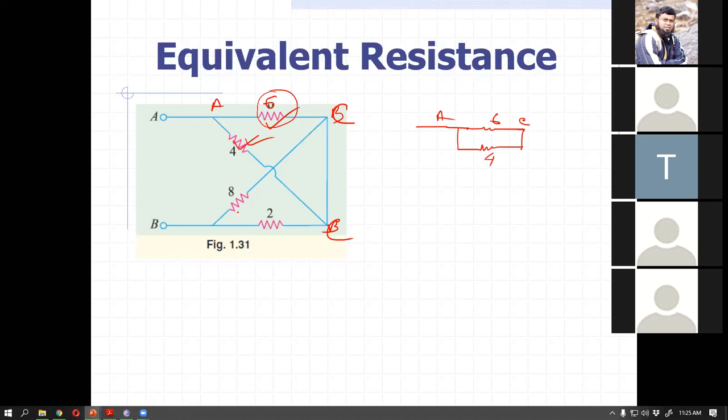This 4. Okay, now B to this point is B. So B to C, 8. Okay, so this is the B and this is the C. So this C, this is the 8. And B to C another 2. So B to C another 2. Okay. So now your circuit. This is a 10. And this also parallel. A to C parallel.